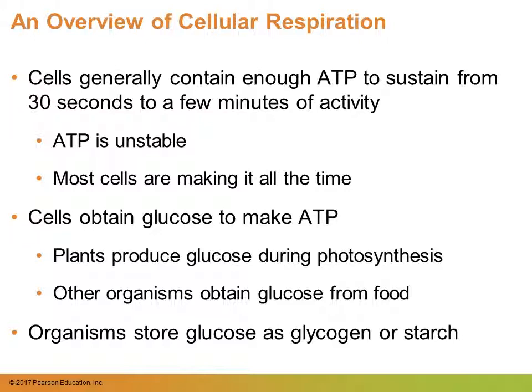So cells obtain glucose to make ATP. In other words, to add that phosphate to ADP to make ATP. Plants produce glucose during photosynthesis, and then other organisms feed on that food, and that's how we get our energy. So we can do it directly or indirectly. But in any case, it's ultimately the breakdown of sugar to CO2 and water that's going to release that energy.